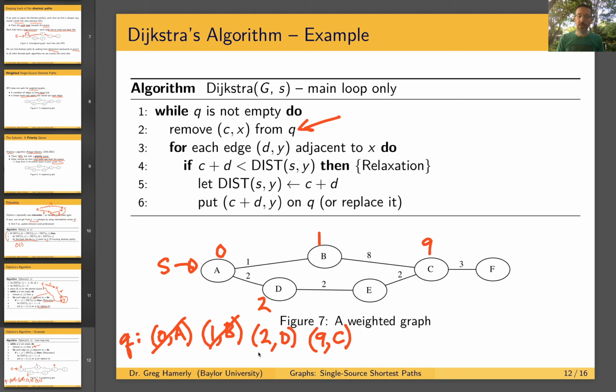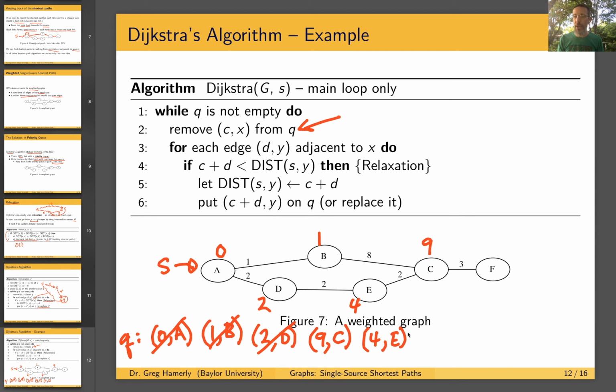Continuing, I'll pull something else out of the priority queue: D. 2D leads me to A and E. Clearly A is not going to improve, but E will, with a cost of 2 plus 2, which is less than infinity, so 4. And we'll put 4 comma E on the priority queue.